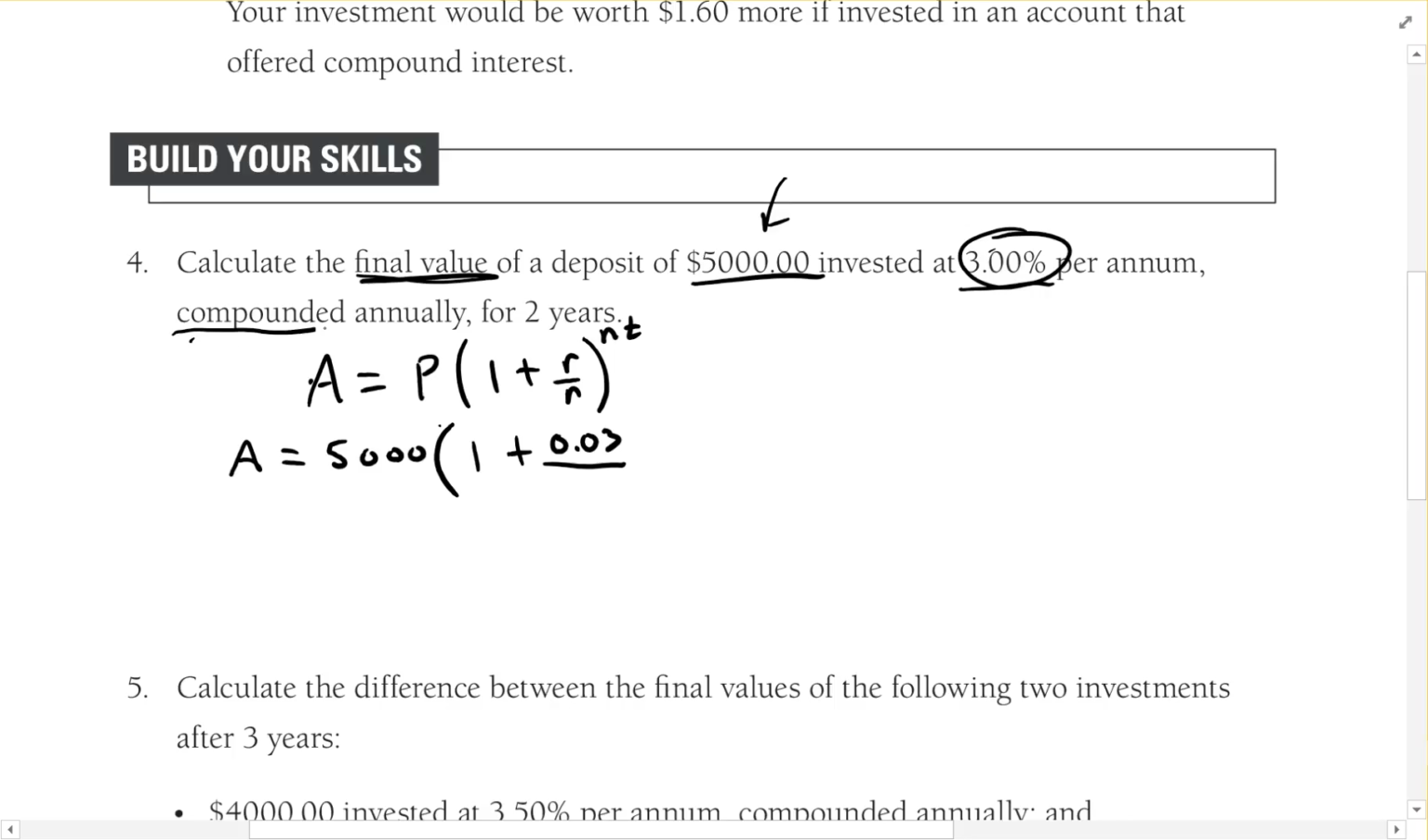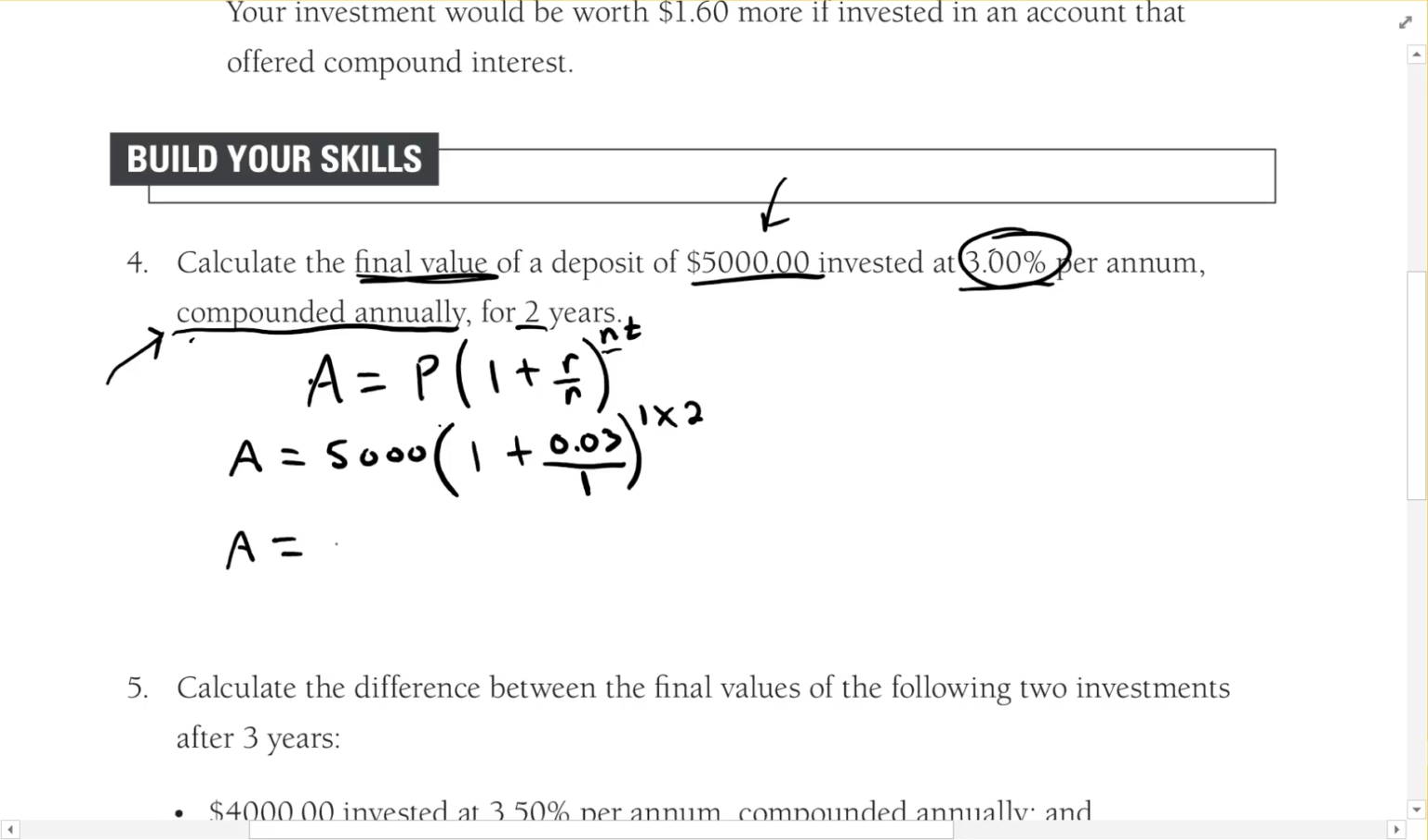It says compounded. This is where your N is going to come from. So compounded annually, once a year. If it was semi-annually, that would be 2. If it was quarterly, it would be 4. But since it's compounded annually, that's just once. It's one time a year. And then the same number is going to go in for N up here. So it's going to be 1. And then times the time, which is 2 years. So times 2.